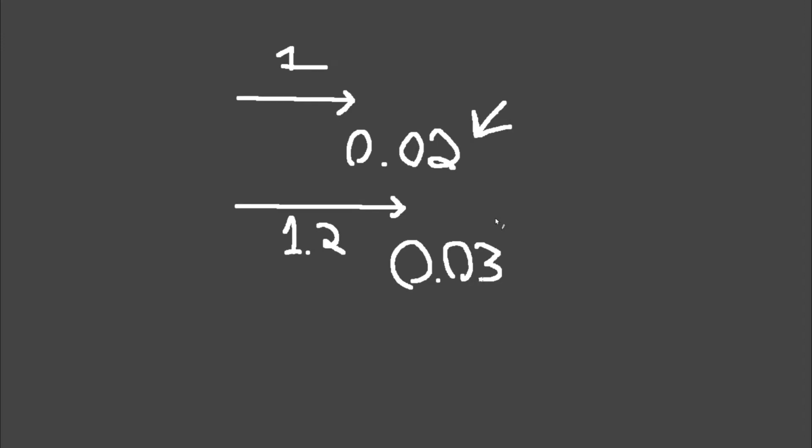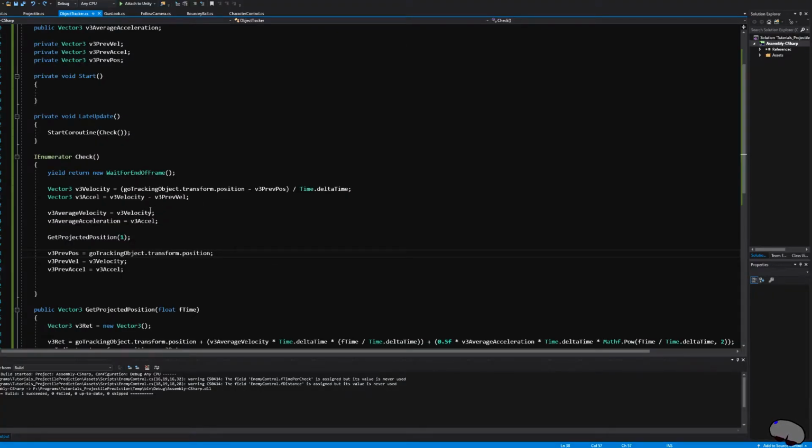So it's very important to essentially factor this amount of time into the velocity so you get the appropriate value to get a constant velocity. You don't want a constant time, you want a constant velocity. So that's what this code does. So we set the average velocity equal to the current velocity that we calculated, the average acceleration equal to the current one.